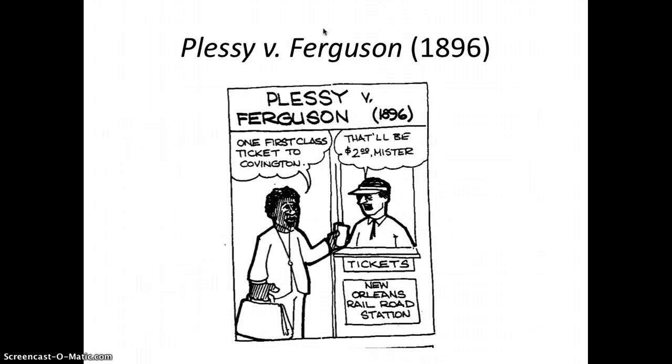Plessy versus Ferguson in 1896 corresponds with the Jim Crow laws. If you take note, there is an African American and a white guy. The African American appears to be a traveler. He's up at the ticket booth. He asks, "One first class ticket to Covington, please." The ticket holder says, "That'll be $2, mister."